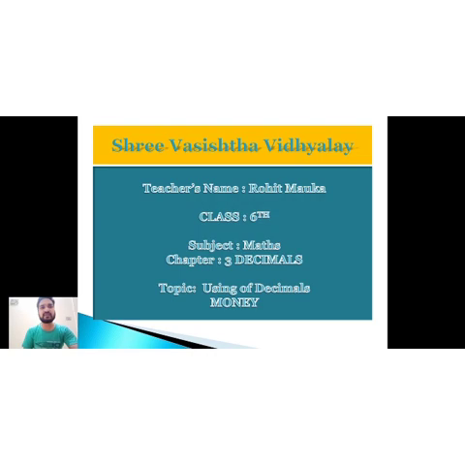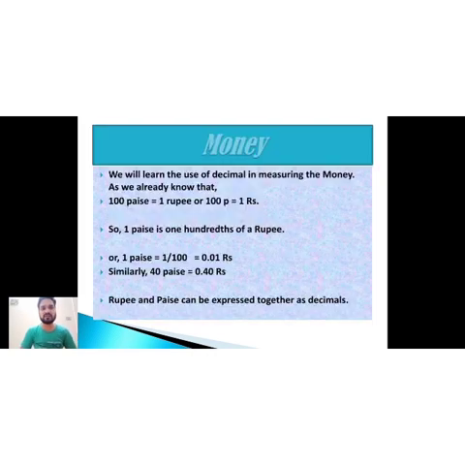Using decimals in money, we know 100 paisa is equal to 1 rupee, or 100 p equals 1 rupee. So when we have to convert paisa into rupees, we have to divide by 100. It's simple, 1 upon 100. So if 40 paisa is there, we divide 40 upon 100. The answer is 0.40 rupees.